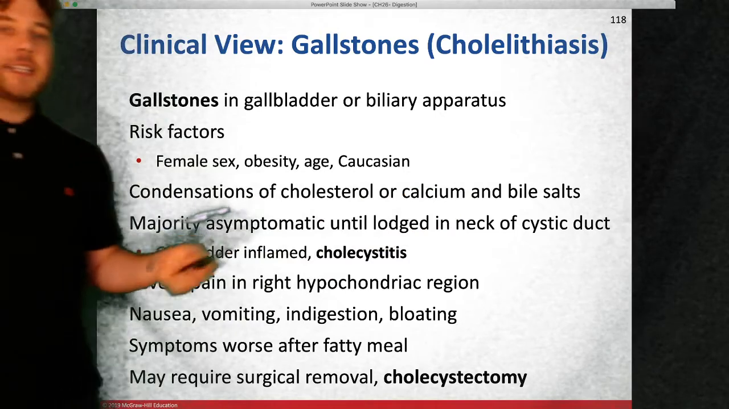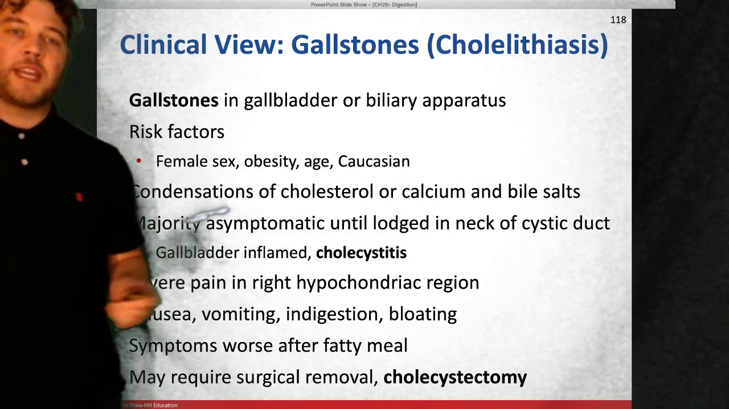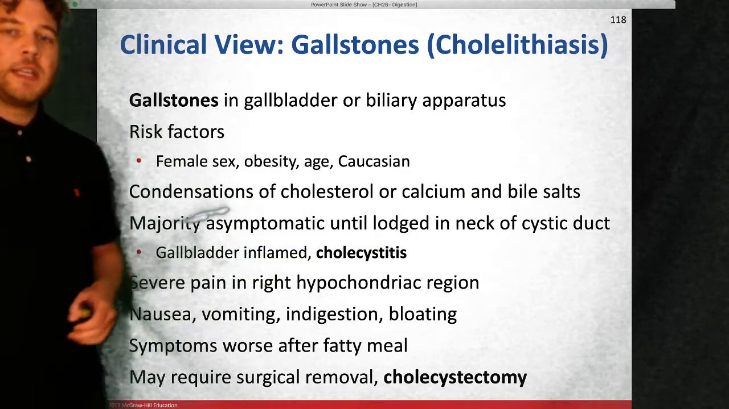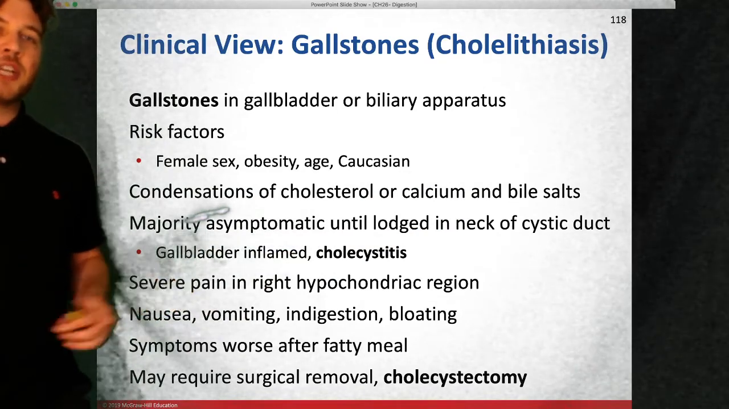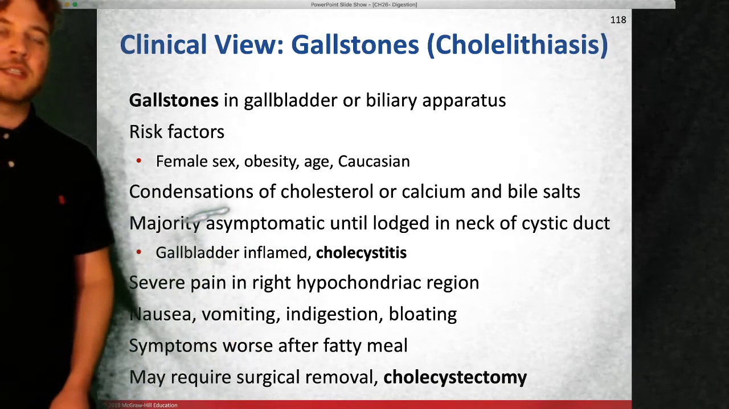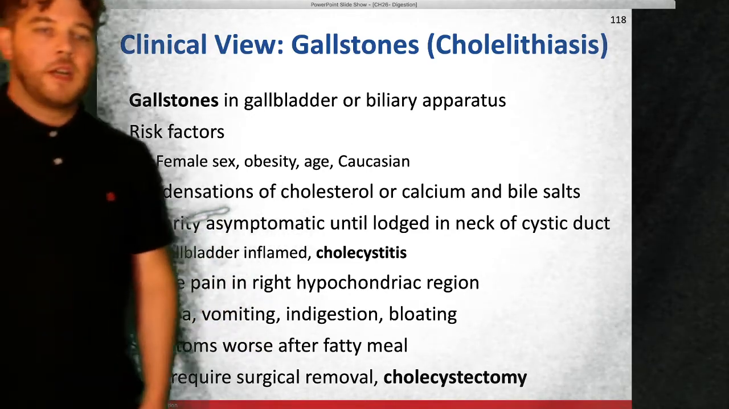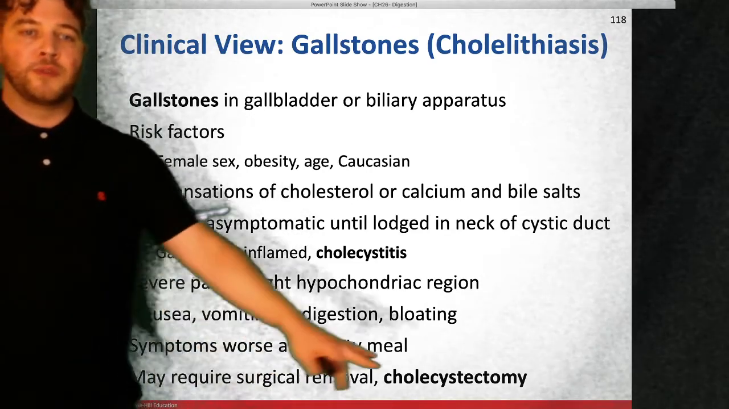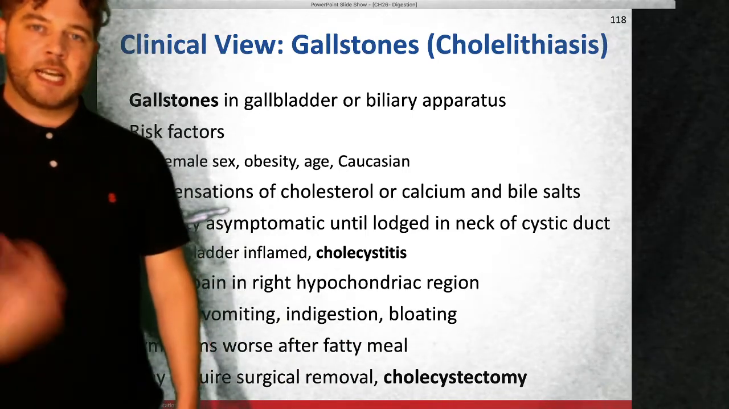Majority are asymptomatic until they get lodged in the neck of the cystic duct. The gallbladder becomes inflamed. You get cholecystitis. Severe pain in the right hypochondriac region. Nausea, vomiting, indigestion, bloating, and symptoms worse after a fatty meal because the gallbladder is trying to release bile, but it can't get out. May require surgical removal, called a cholecystectomy. They do it through your belly button. They go in laparoscopically and they pull it right back out.